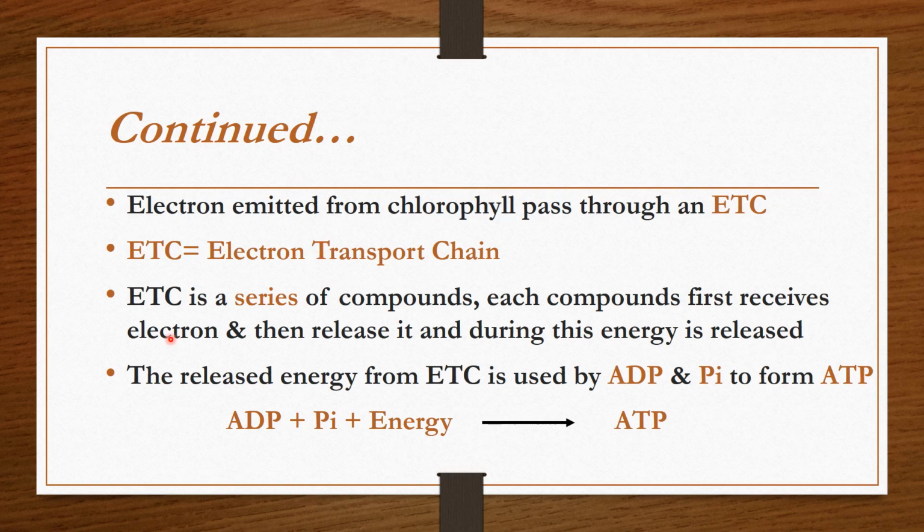What is the electron transport chain? It is a series of compounds. There are different compounds in a series. Each compound first receives the electron, then releases it.